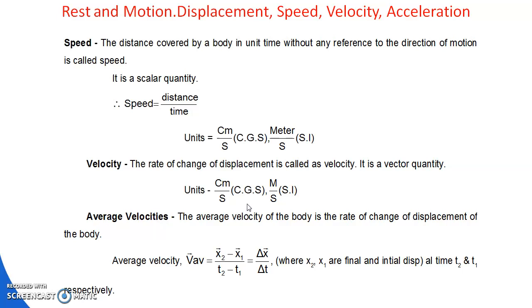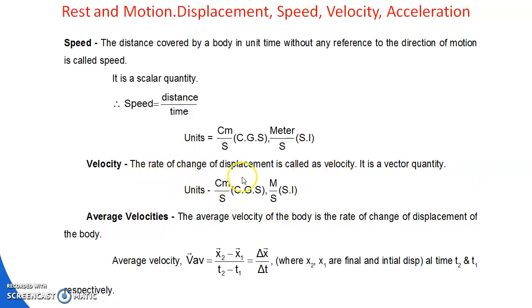Velocity is the rate of change of displacement. So velocity means the distance traveled in a particular direction divided by time. Distance traveled in a particular direction means displacement. So displacement divided by time is known as velocity. So obviously velocity is a vector quantity because displacement is a vector quantity. Its unit is the same as the unit of speed, that is meter per second in SI system and centimeter per second in CGS system.